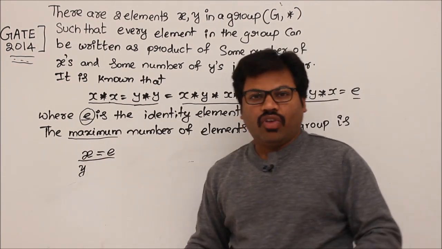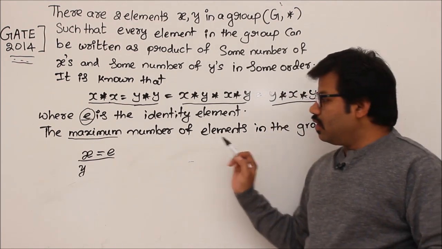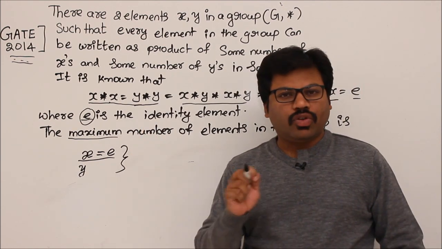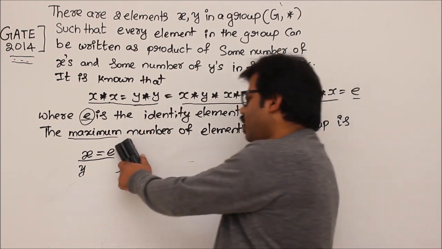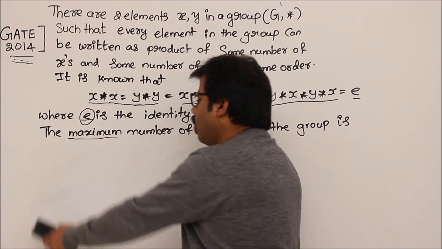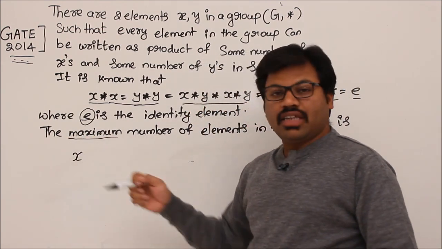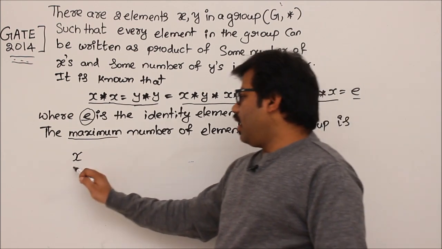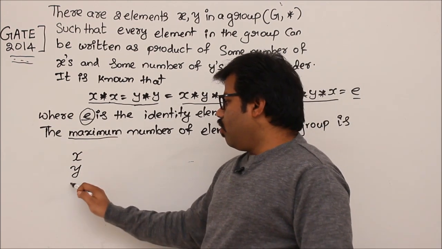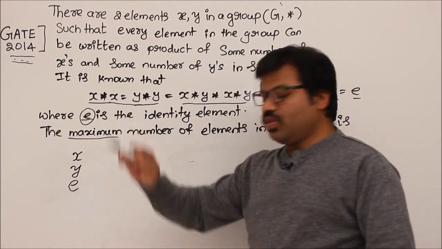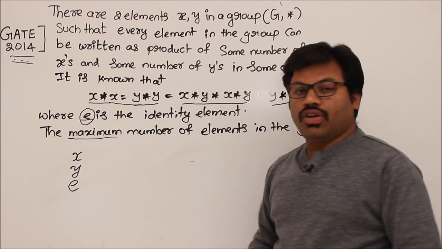So finally, whatever string you write, that will become either x or y, then you end up with only two elements. But the problem asks for the maximum number of elements. So if you take x equal to e, that is not leading to the maximum. That's why I take x as separate, y as separate, and e as separate. Already x and y are different. I assume that e is not equal to x, not equal to y.